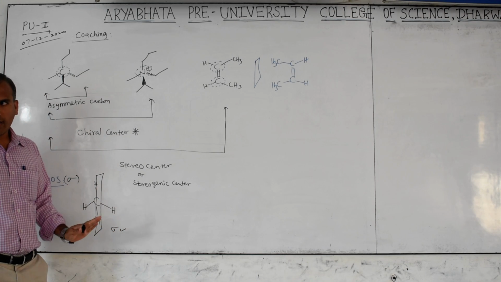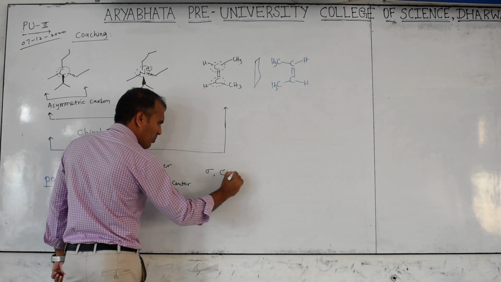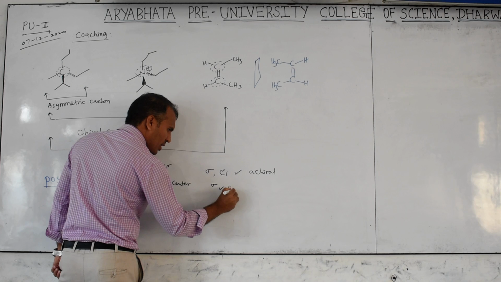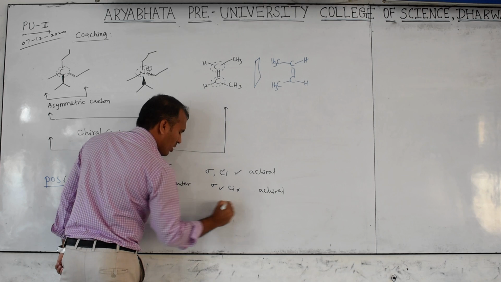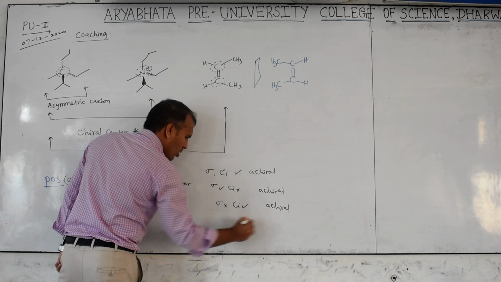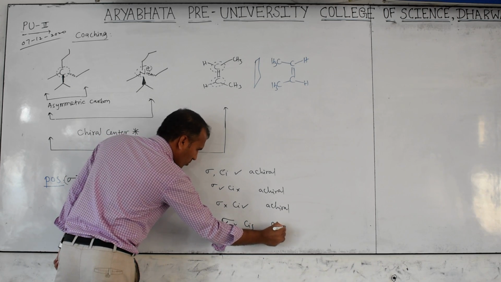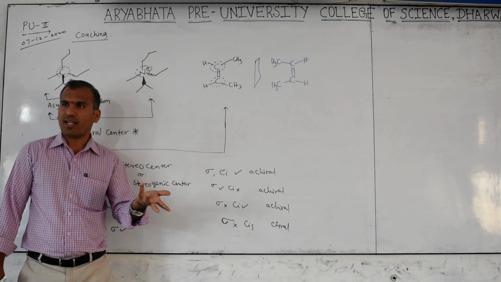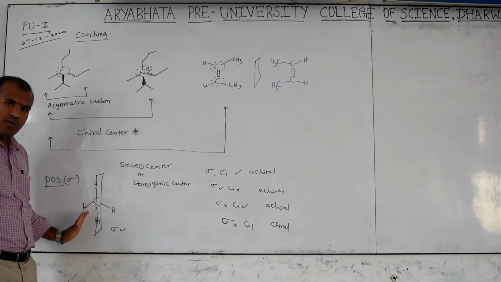Sigma present means chiral or achiral? In the previous class I told you: sigma or Ci present means achiral. Sigma present, Ci absent: that is also achiral. Sigma absent and Ci present: that is also achiral. Sigma absent, Ci absent: what do you call that? Chiral. Based on this, what did you conclude? If any one is present, achiral. Both absent, then it is chiral. Clear?